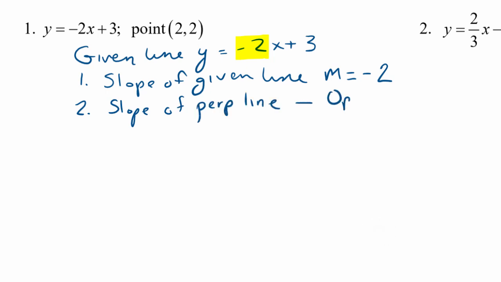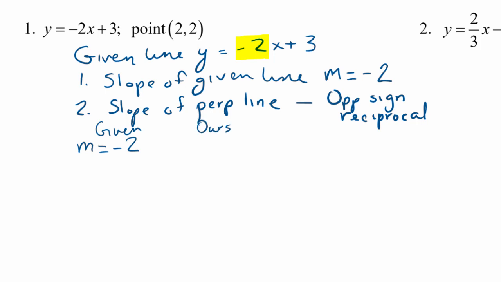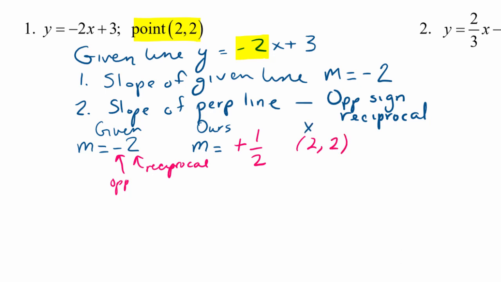And we're going to use the opposite sign reciprocal. So we have m equals negative 2 for the given, and then ours, our m is going to be the opposite sign, so that makes it a positive. So opposite reciprocal. So that's going to make it a positive 1/2. Okay, that's the slope we're going to use, and we're going to use this slope with the given point. So we're going to use 1/2 with the point (2, 2), which we're going to let be our x1, y1.